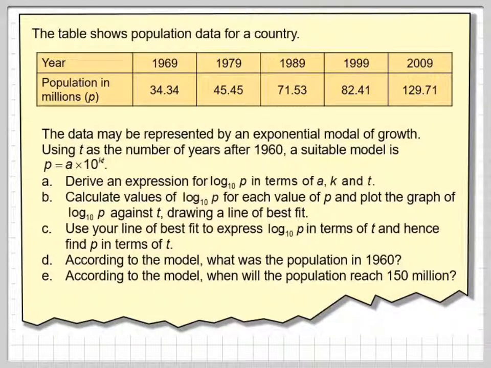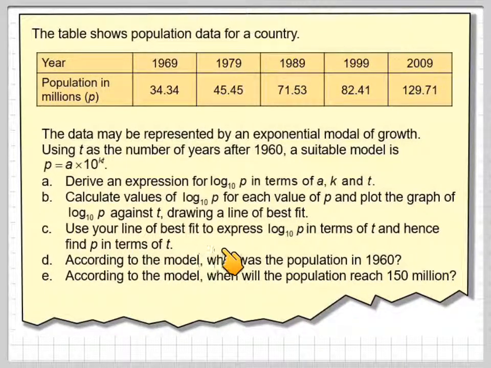A suitable model is p is equal to a times 10 to the kt. Derive an expression for log base 10 of p in terms of a, k, and t. Calculate the values of log 10 of p for each value of p. Plot a graph of log to the base 10 of p against t, drawing a line of best fit.